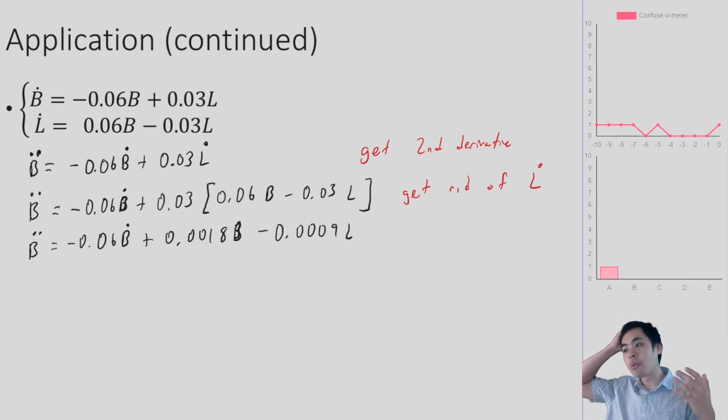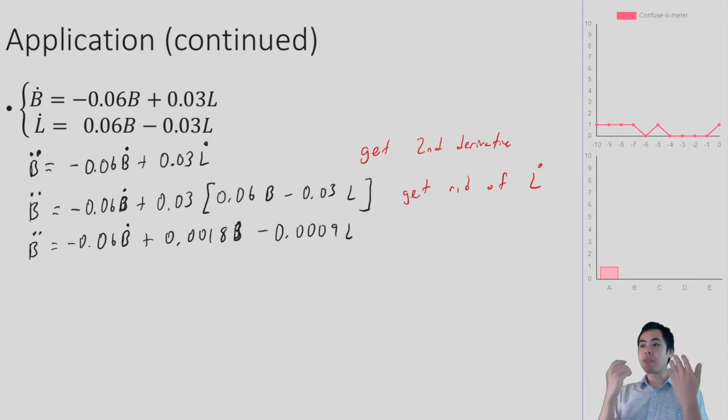Because remember, what we're trying to do is simplify the equation to turn it from a two-variable equation into a one-variable equation. And so you don't want to end up with both of the variables in there. And so in fact, we are going to use the first equation, but in a different way. Instead of getting rid of b dot, we're going to get rid of L using the equation.